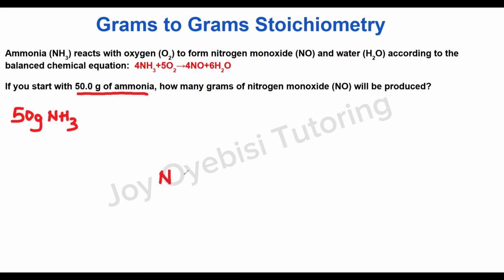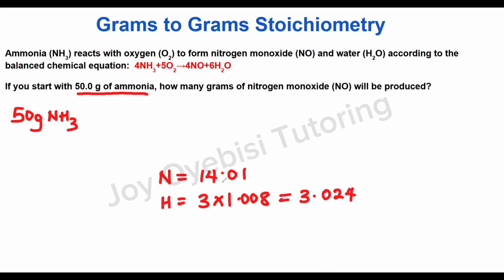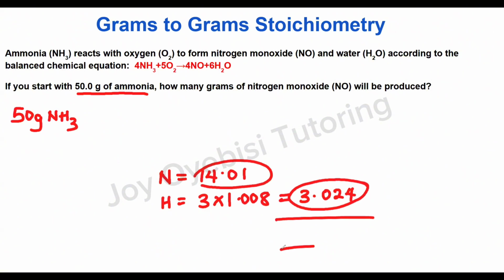So nitrogen is 14.01. We have just one of that nitrogen. Hydrogen is 3 times 1.008, which is going to give us 3.024. So if we add this and this up, that will give me 17.034 grams per mole as the molar mass of ammonia.